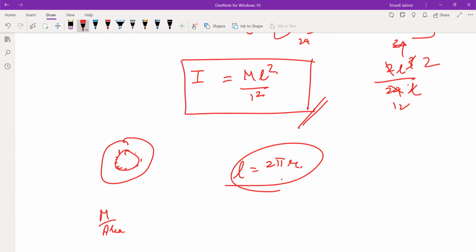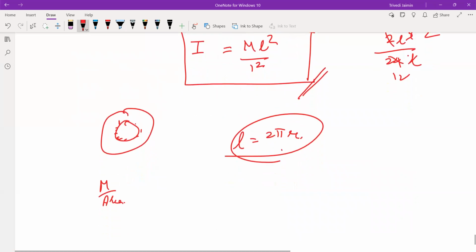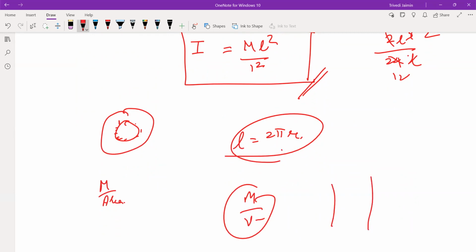You can try this at some other time. And if you find it for a solid cylinder, we'll take mass per unit volume because it comes under three dimensions. A circle is two dimensions, so mass per unit area. That's it.